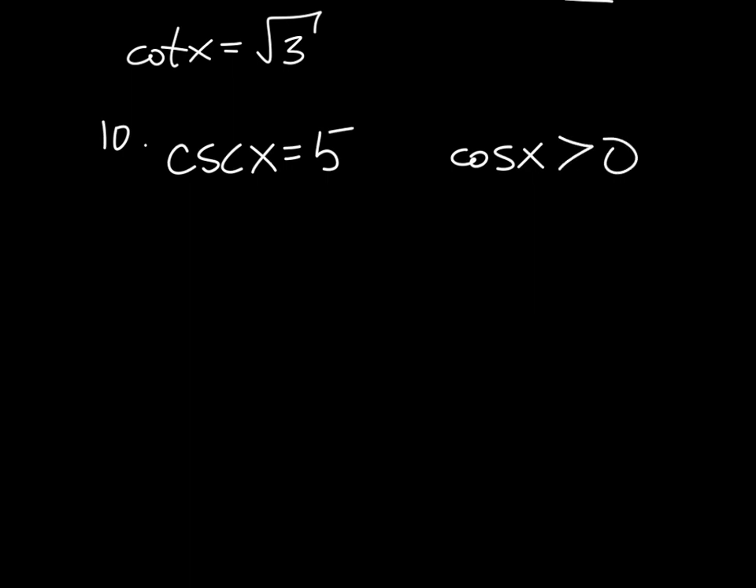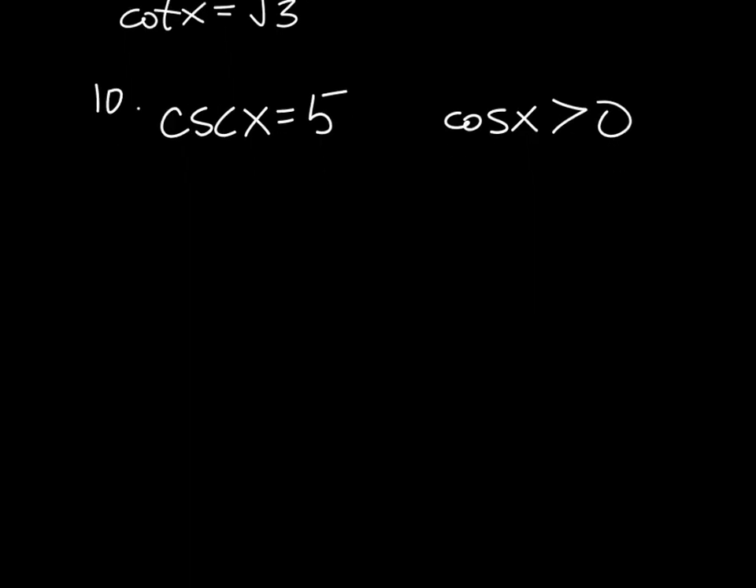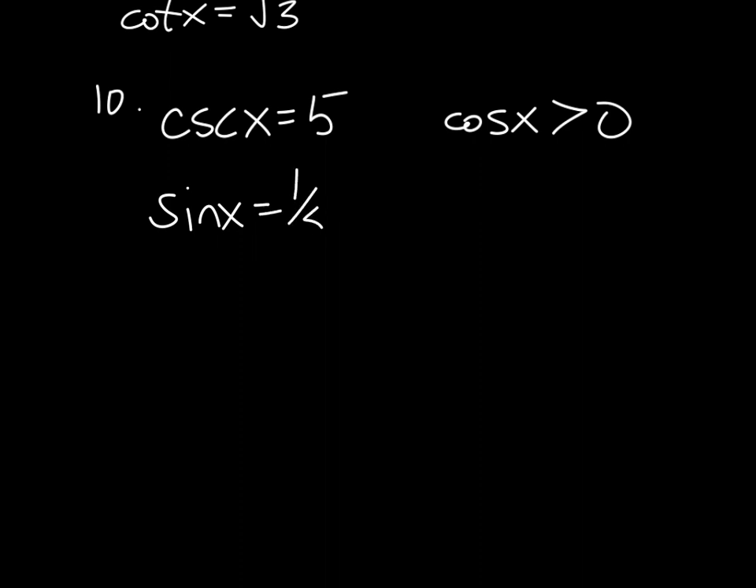Okay, so some of this we can do by identities. We may need a triangle. Sine's 1 over 5. And why is sine 1 over 5? Because it's 1 over cosecant. Yeah, they're reciprocals. Okay. So now what? You can make a triangle. So this one I do think you kind of do have to make a triangle. What is this saying to us?